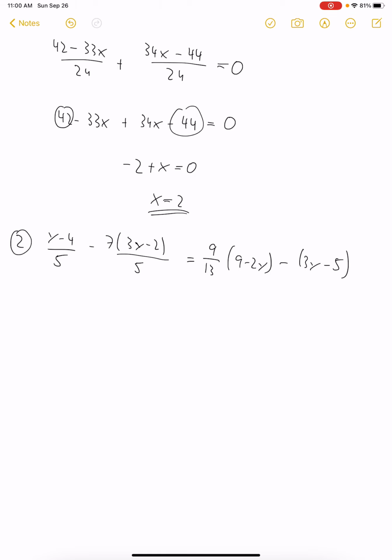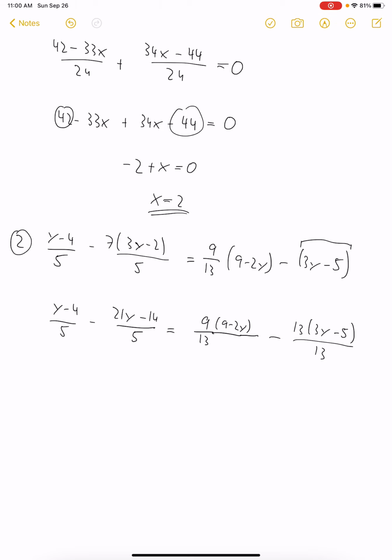can combine them together, and we get (y minus 4) over 5 minus 21y. Now we have 7 times minus 2, which is minus 14 over 5. And this is equal to 9 over 13 times (9 minus 2y). And then we will divide and multiply this term by 13 to move it to the same denominator as the first term on the right-hand side. So that it's minus 13 times (3y minus 5) divided by 13.